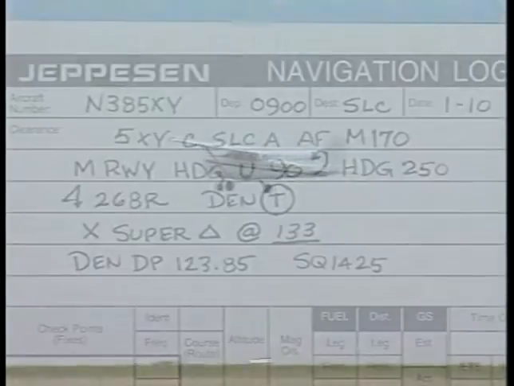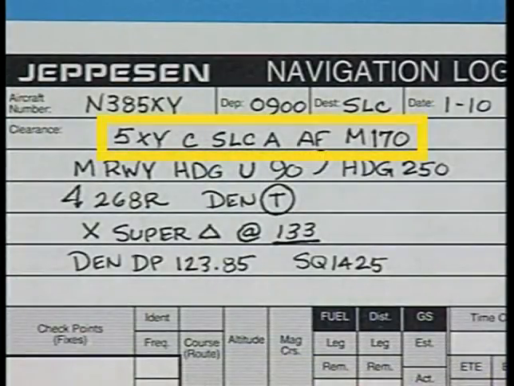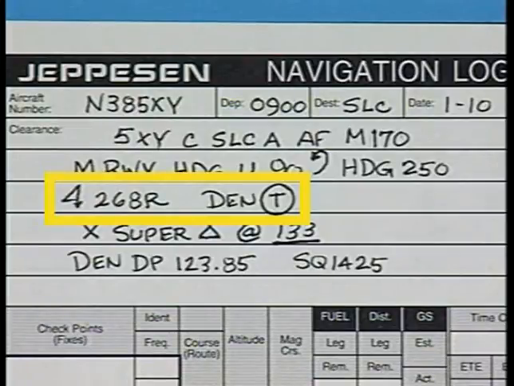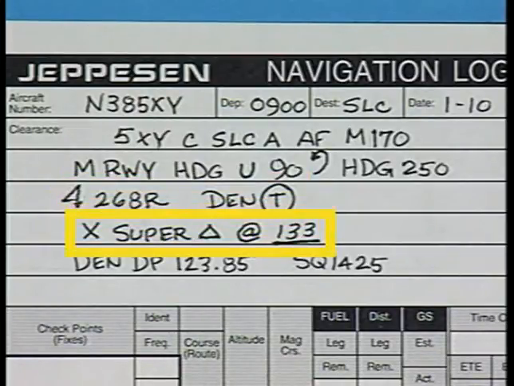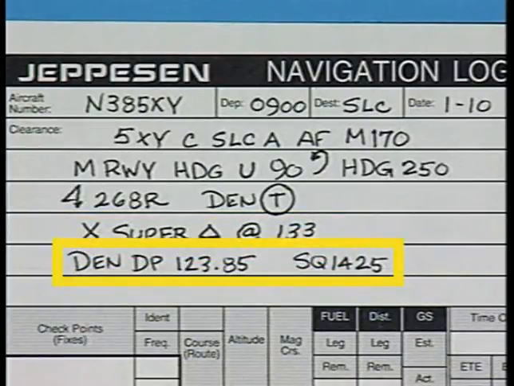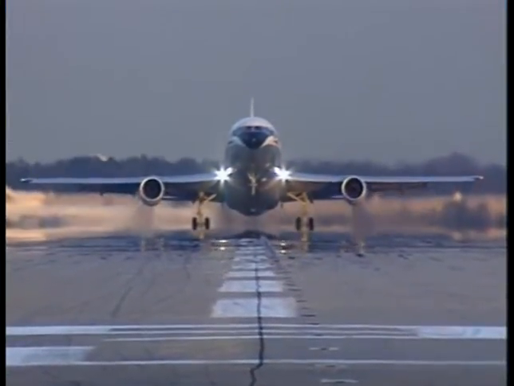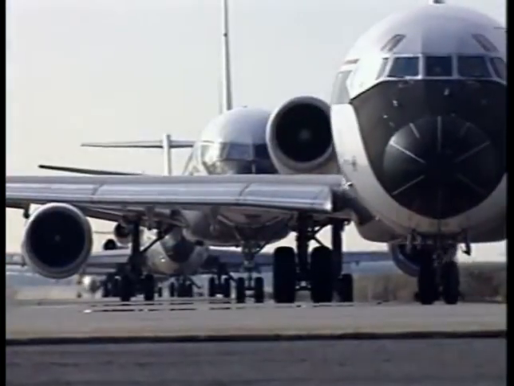For example, prior to DPs, a clearance might have sounded like this. Cessna 385 X-Ray Yankee cleared to the Salt Lake City Airport as filed. Maintain 17,000. Maintain runway heading until reaching 9,000. Turn left heading 250. Intercept the 268-degree radial of Denver Vortac. Cross super intersection at or above 13,300. Denver departure will be 123.85. Squawk 1425.